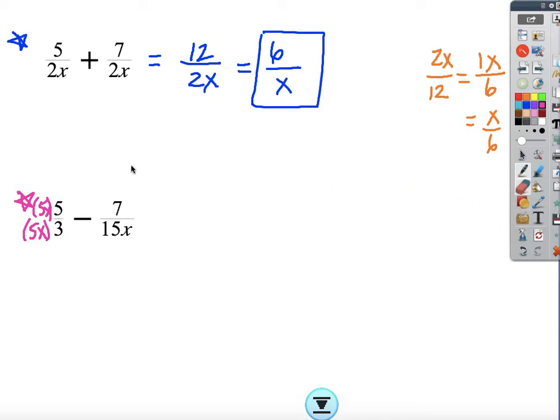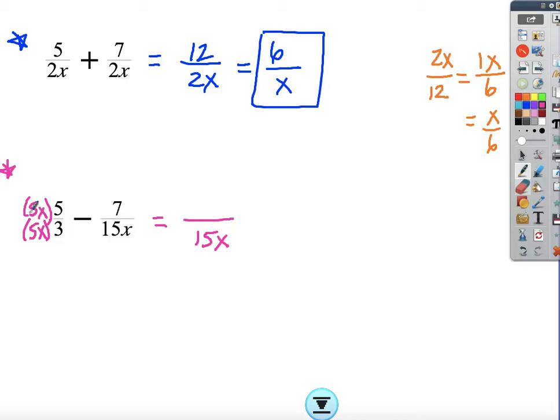Sorry, I'm going to move that star and I'm going to have a little bit more room to write that. So we're multiplying by 5x on top and bottom because 5x times 3 is 15x, and then we will have our common denominator. So whatever that common denominator is, just write it on the bottom.